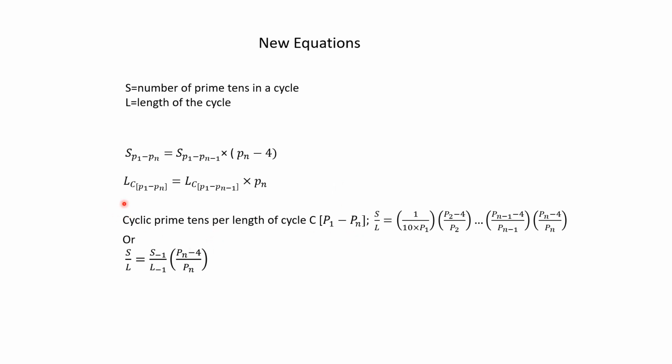So the length, we have it here also. The length of any cycle is the length of the previous cycle times Pn. So the cyclic prime terms, or the length of the cycle, are gonna be given by this equation. We're gonna obtain them by this equation. Or we can abbreviate it like here, like this.